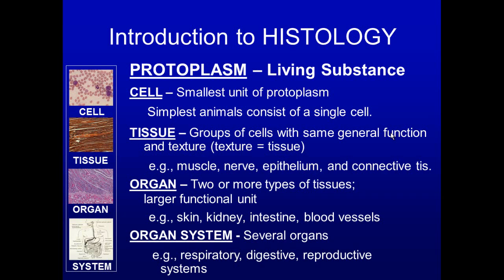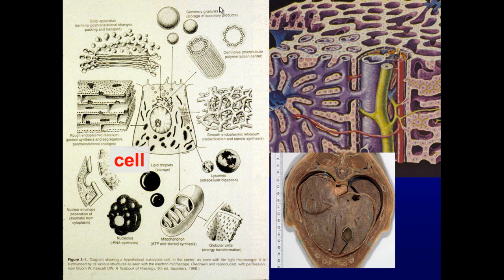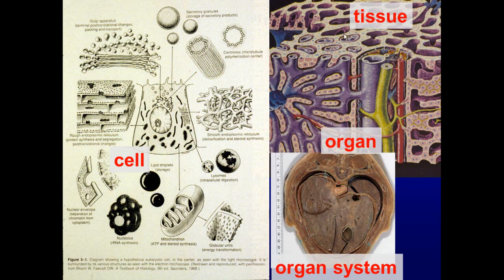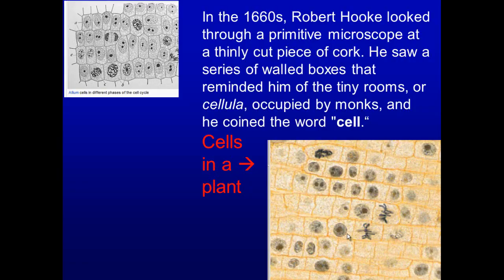So the simplest form is a cell. Multiple cells with a similar function is a tissue. Different types of tissues together make an organ, and several organs make organ systems. Here we see a cell composed of the nucleus and cytoplasm on the outside of the nucleus, including the cell membrane. Next, you have the tissue. When you have more than one cell of the same type, you come up with a tissue. This is the epithelium in the liver, and then the organ. This is an organ where you have more than one type of tissue. You've got connective tissue, epithelial cells, and muscle. And then when you have multiple organs, like in the digestive system, here we see the liver and the gallbladder, all part of the multiple organs in an organ system.